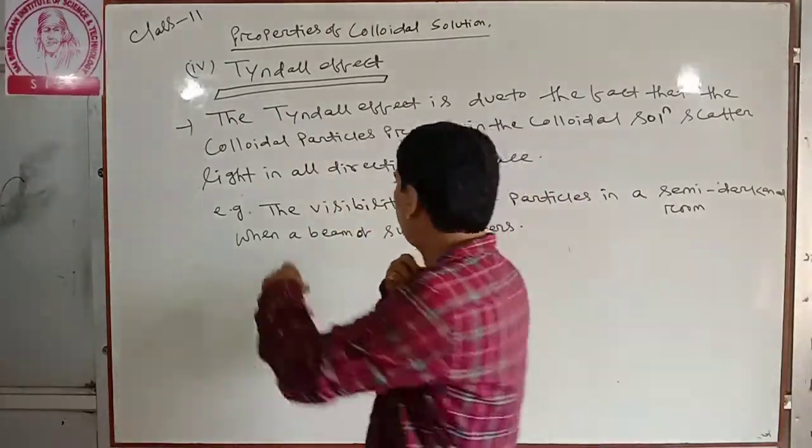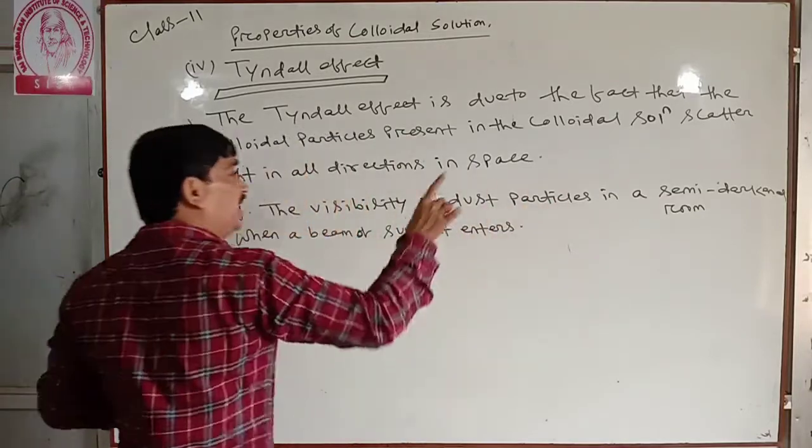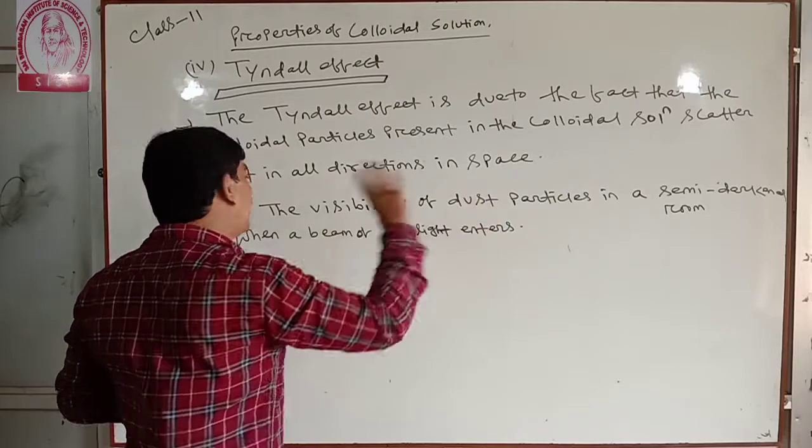What are the examples? The visibility is the best example. Simple example: the visibility of dust particles in a semi-darkened room when a beam of sunlight enters.